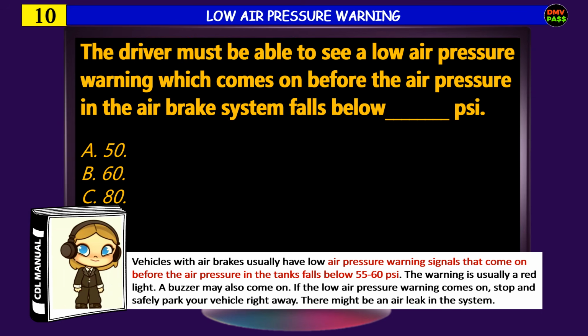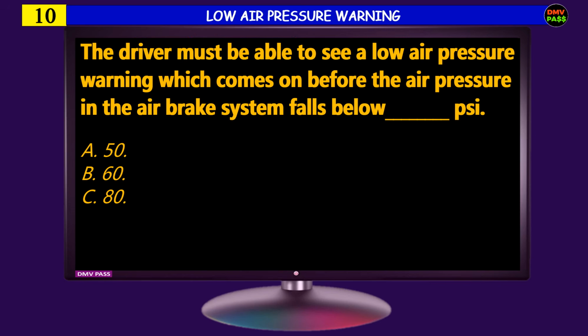Note: vehicles with air brakes usually have low air pressure warning signals that come on before the air pressure in the tanks falls below 55 to 60 psi. The warning is usually a red light. A buzzer may also come on. If the low air pressure warning comes on, stop and safely park your vehicle right away. There might be an air leak in the system. So, the correct answer is B.